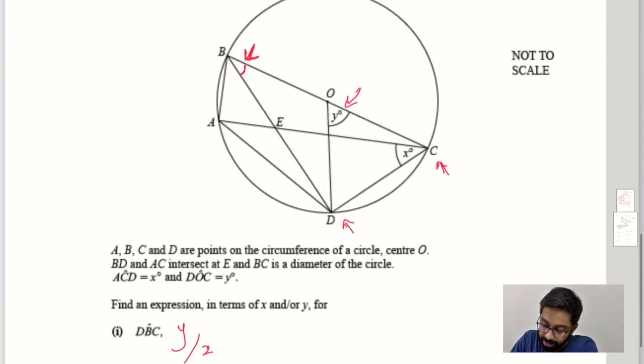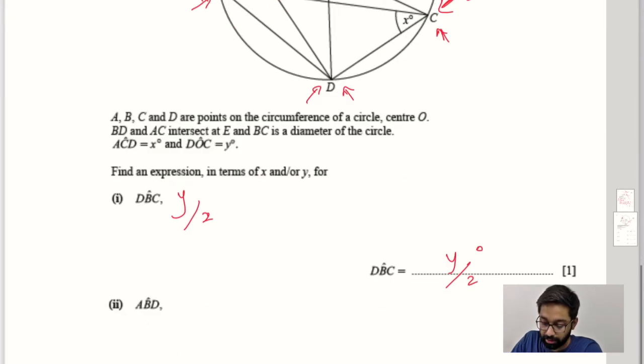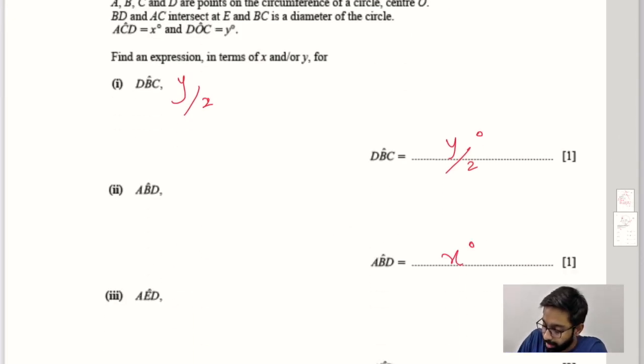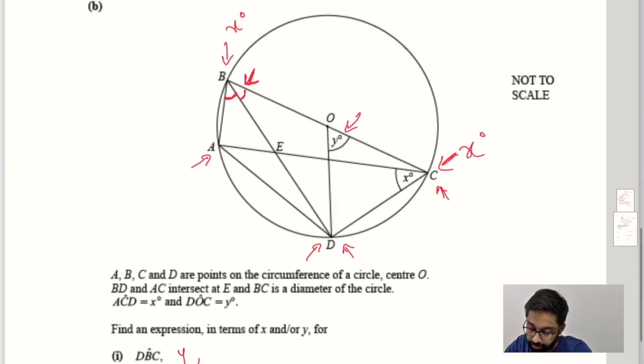Now the next part, ABD. ABD is this angle. Now according to another circle property, if two angles start from the same points and end up on the circumference of the circle, they should be the same. That means angle ACD, if this is x degrees, angle ABD is also going to be the same. That means ABD is also x degrees. So we write x degrees right there. Now the next part says find angle AED. AED is this angle right here.